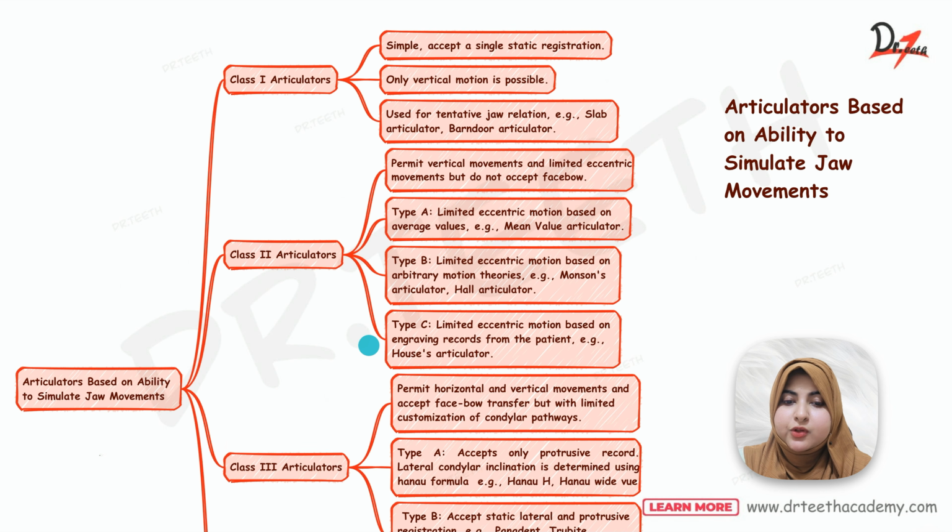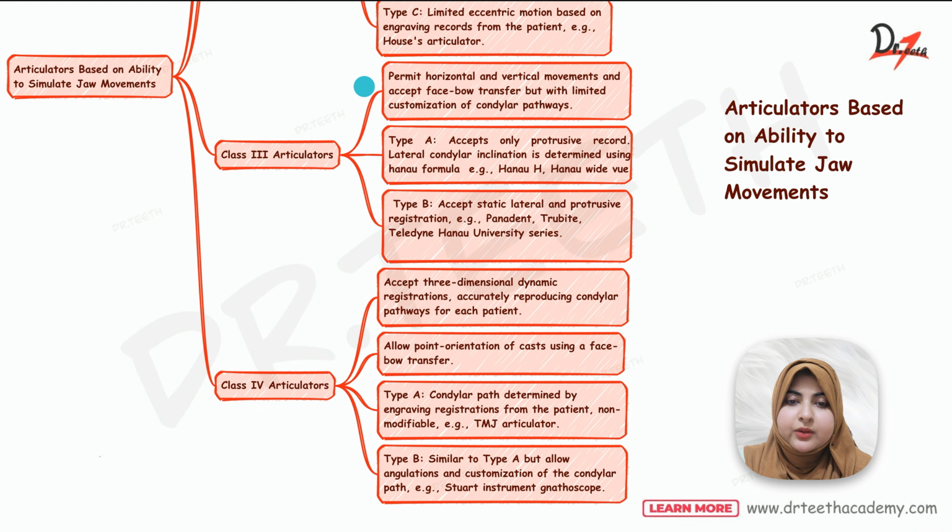Then we have type 2C, which has limited eccentric motion based on engraving records from the patient. So you take records from the patient and then you decide the eccentric motion in that case. Example is House articulator. Then we have class 3 articulators. Now these permit horizontal and vertical movement and they accept face bow transfer also.